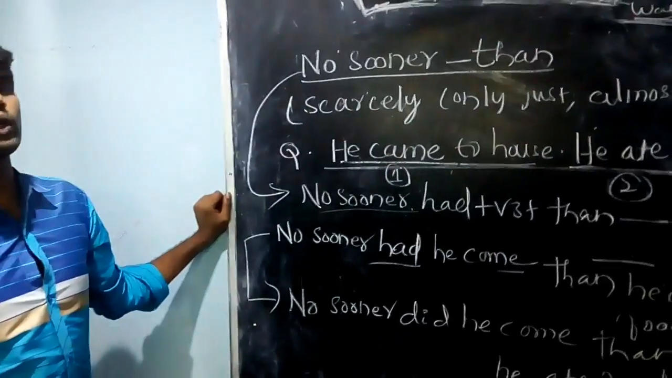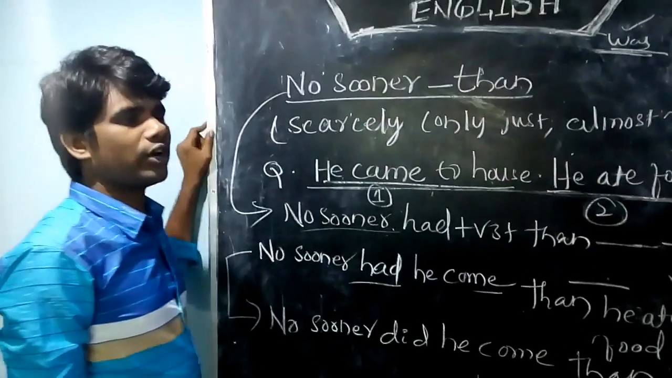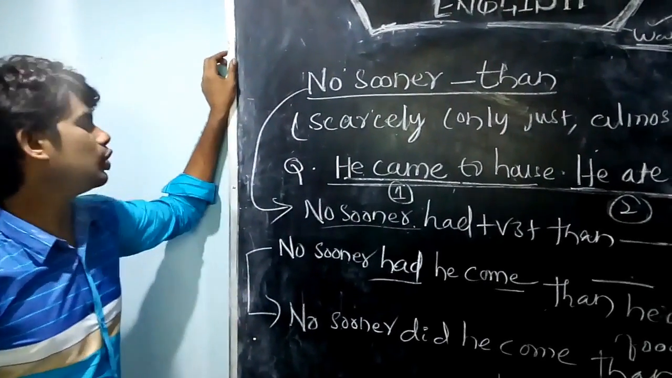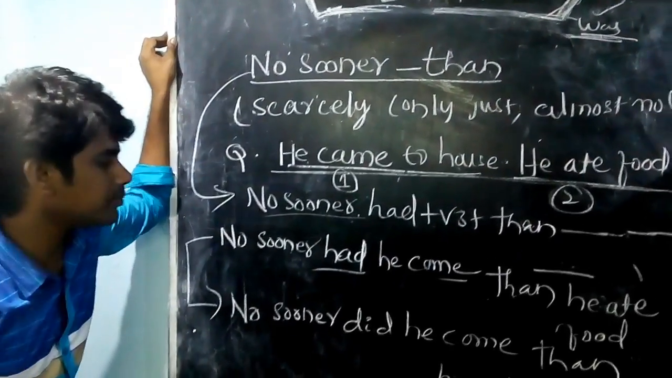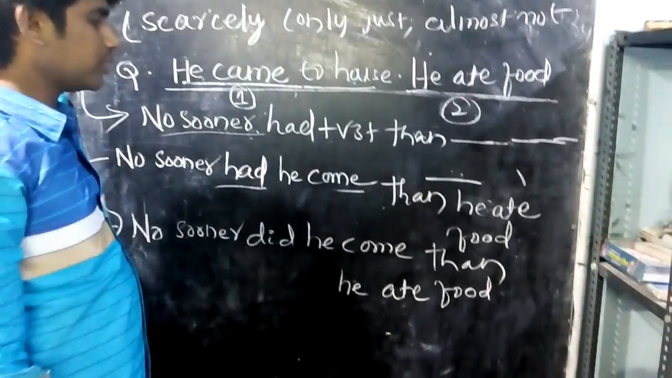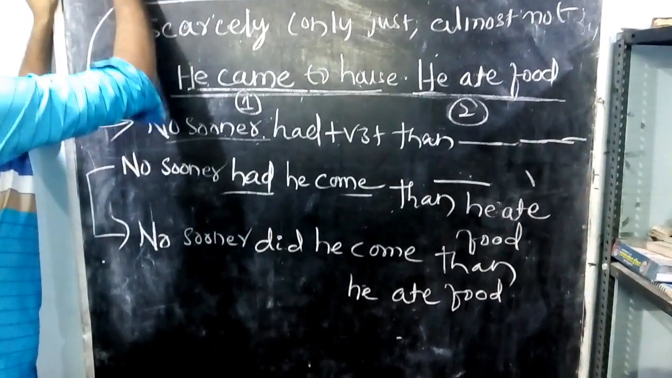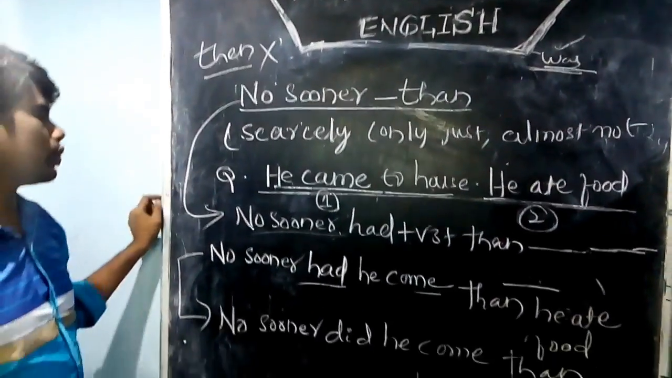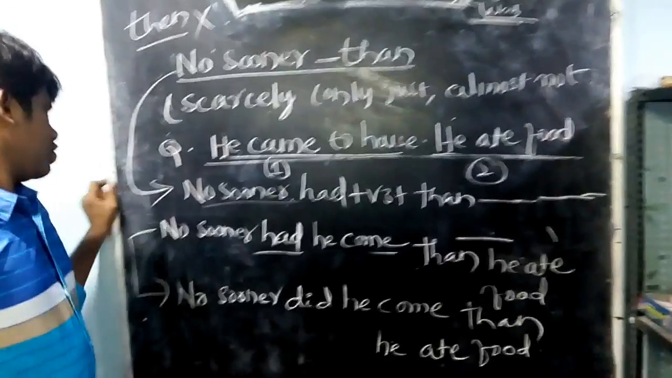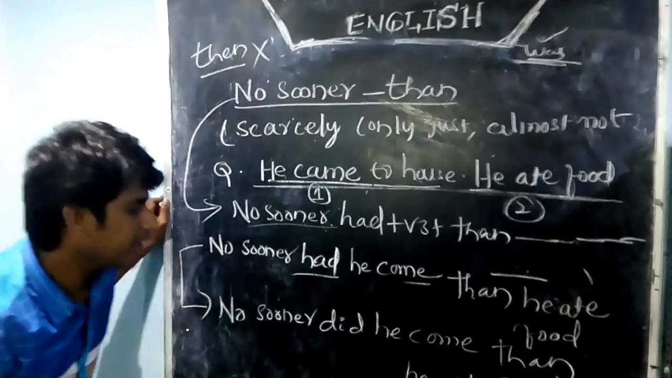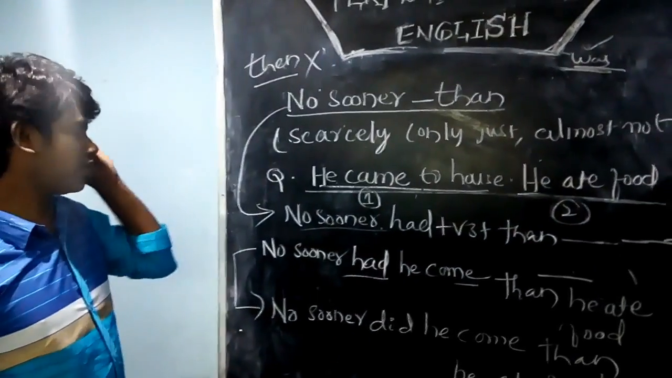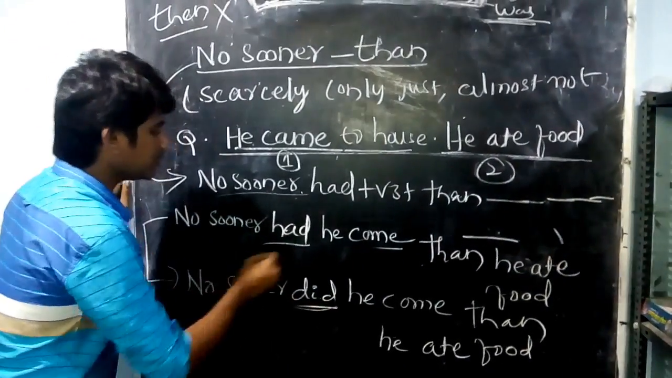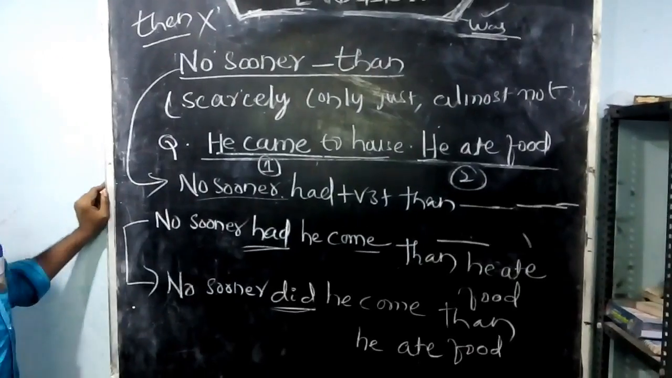So when we are using no sooner, we have to start the sentence with a helping verb, had or did. No sooner had he come than he ate food. Here we should not write "then". This is wrong. So no sooner did he come than he ate food. So here you may use the past helping verb did or had.